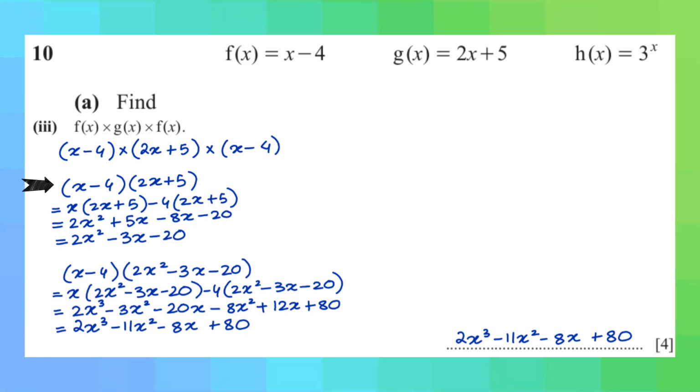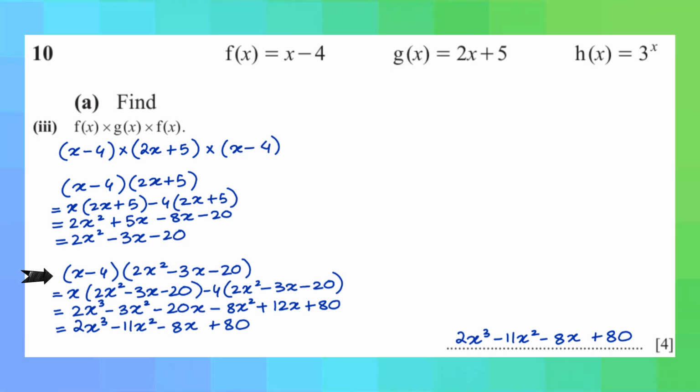To do that, we can start by multiplying the first two brackets first. This is (x minus 4)(2x plus 5). To multiply these two brackets, we multiply everything in the first bracket with everything in the second bracket. This gives us x(2x plus 5) minus 4(2x plus 5). Now, we simplify and get 2x squared plus 5x minus 8x minus 20. Simplifying further by adding like terms together, we get 2x squared minus 3x minus 20.